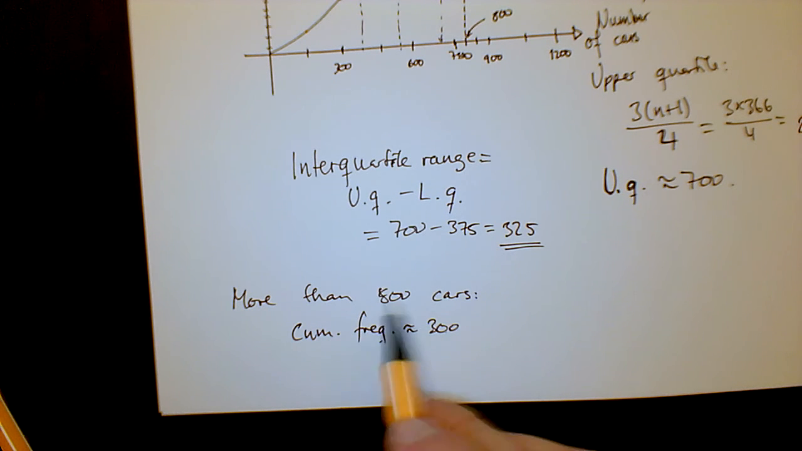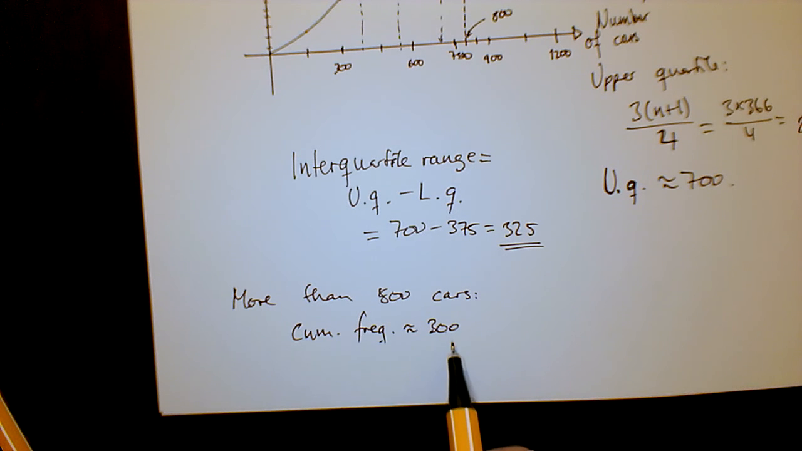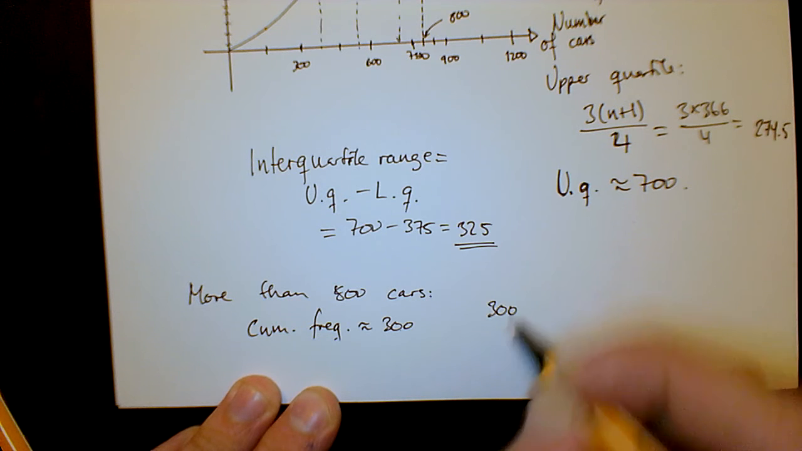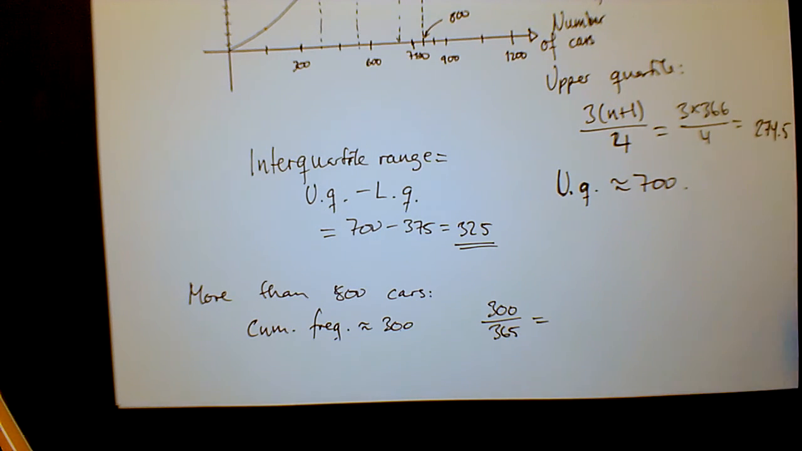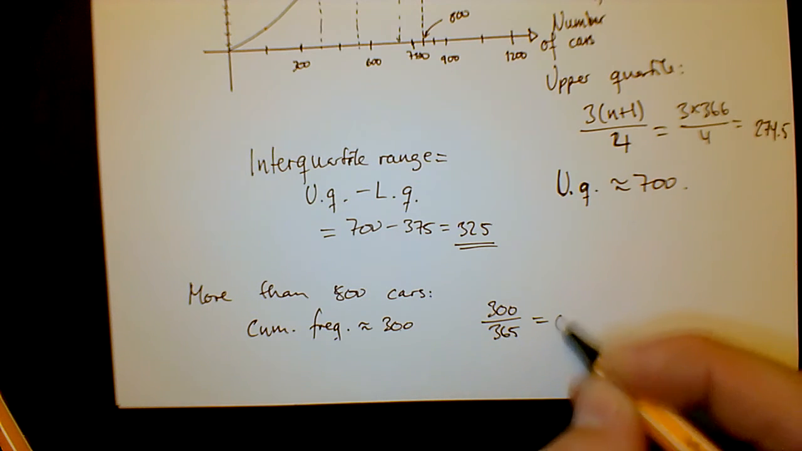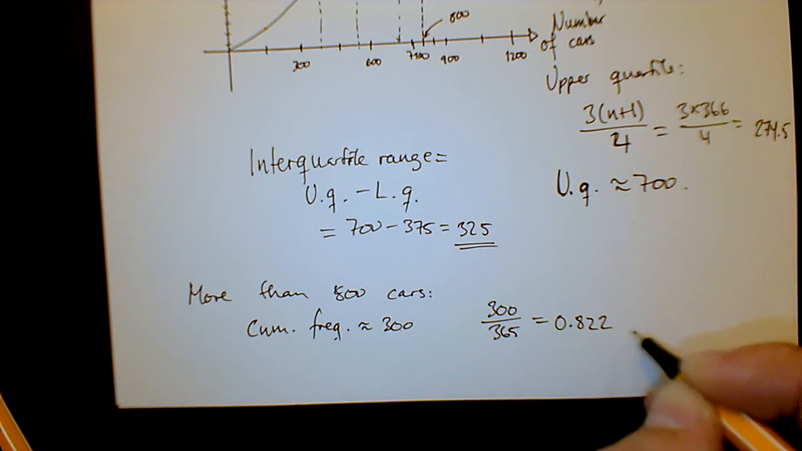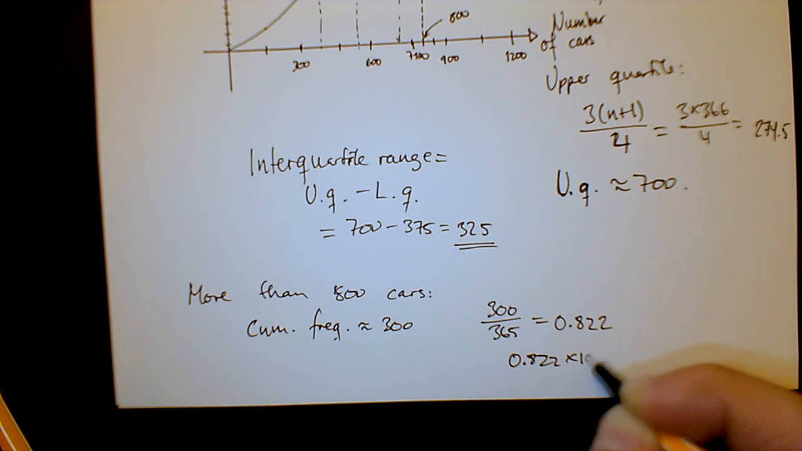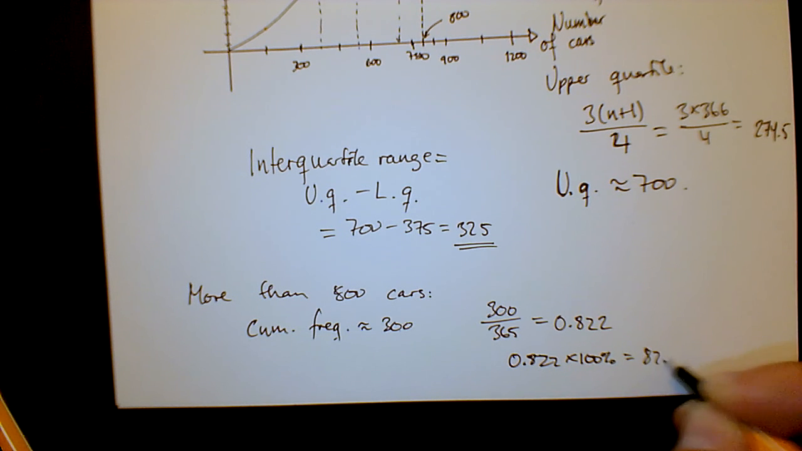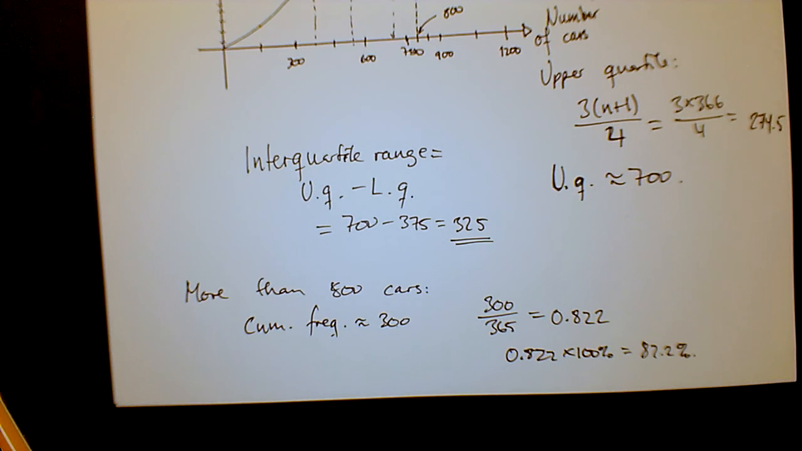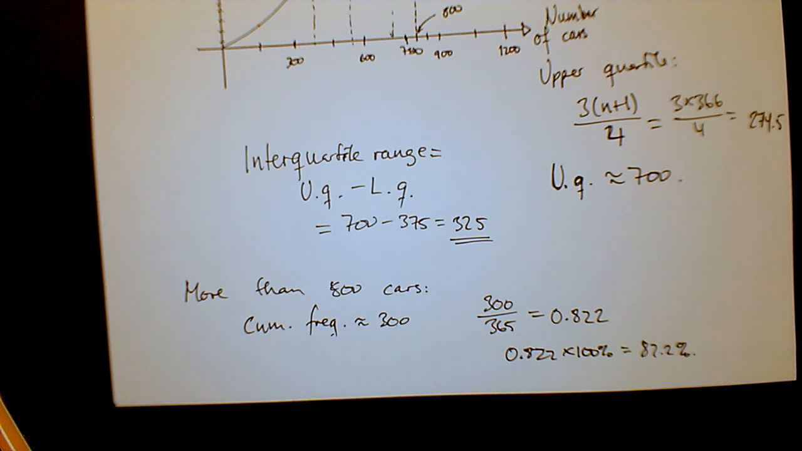So more than 800 cars would then be days after 300. So then to find the percentage, we do 300 out of 365. That would give us the decimal value, so that's 0.822, and then we multiply that times 100% to get it in percentages, so that's 82.2%. So then, according to that, on 82.2% of days, there were more than 800 cars in the park.